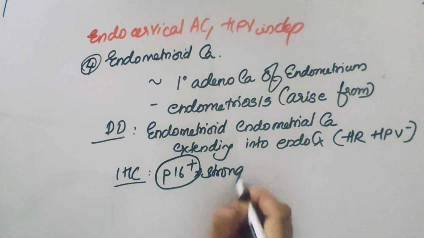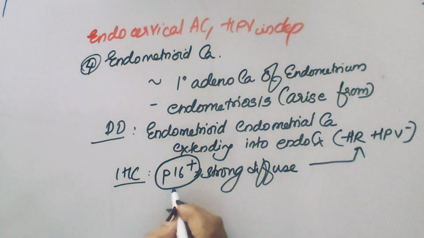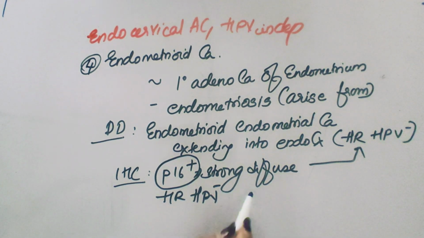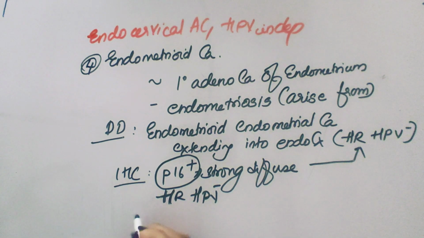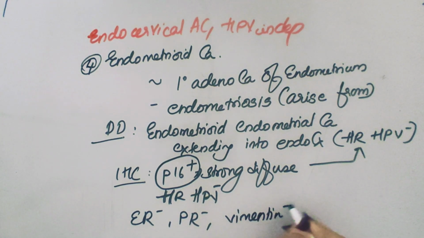So what is the difference? Difference is here. That is, it is P16 positive, but the HPV testing, if we do it, is negative. So based on different mechanisms, P16 is positive in this endometrioid carcinoma. But to type it as HPV independent, you have to get that HR-HPV is negative, or you can try for HPV genotyping, which will also come as negative. And ER-PR and Vimentin will be negative in this tumor, which will be positive in endometrial carcinoma.